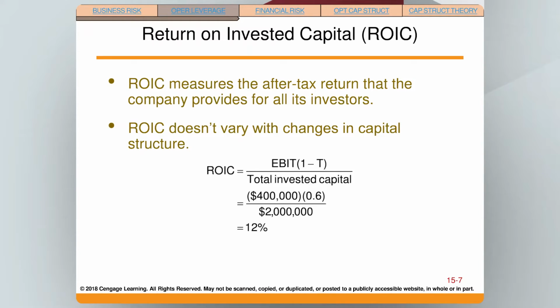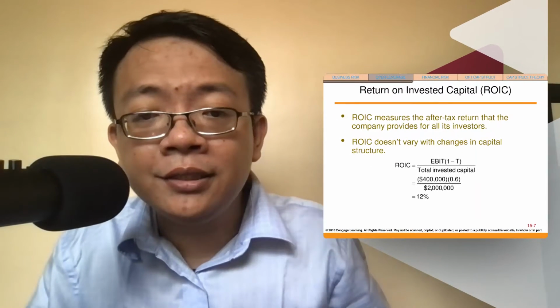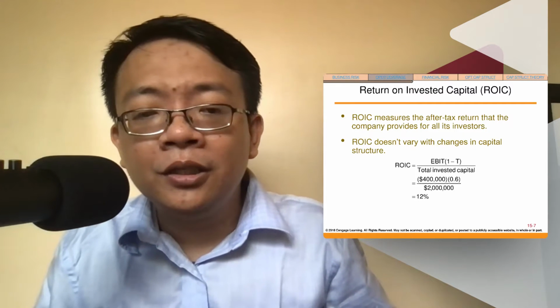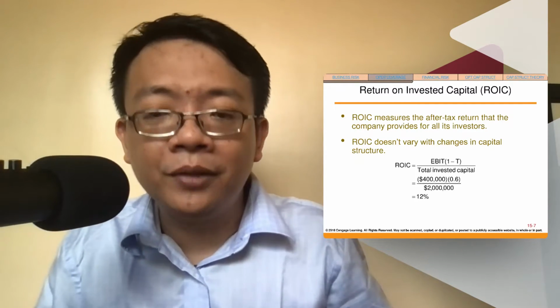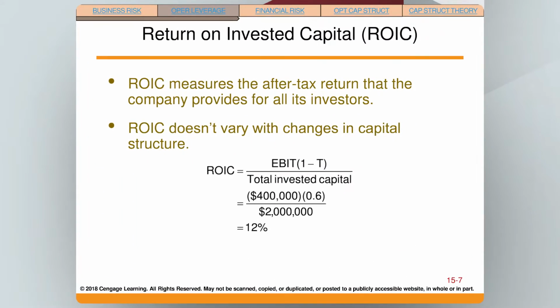So ROIC does not vary with the changes in your capital structure. Take note, tingnan mo yung formula niya. Take note of the formula, class. The formula of the ROIC is EBIT multiplied by 1 minus T, of course, you have your tax. Tama ba? And also, you divide it by your total invested capital.